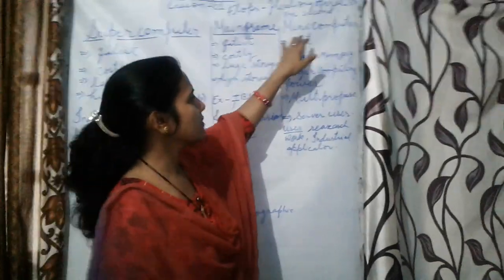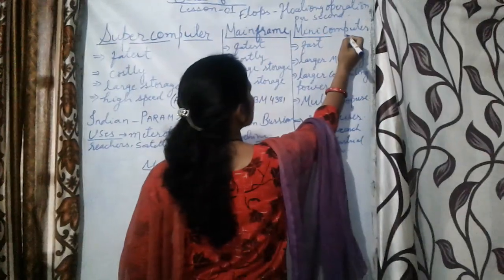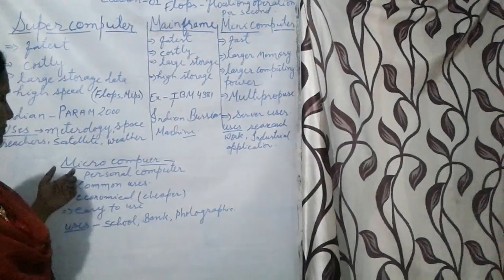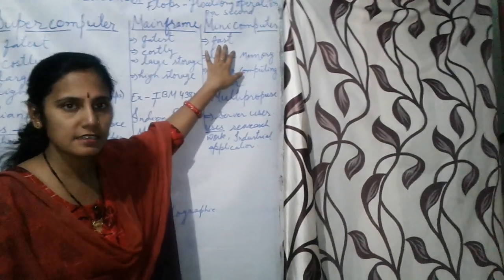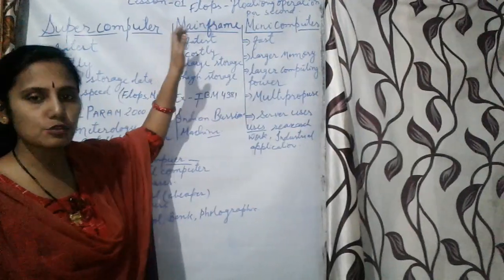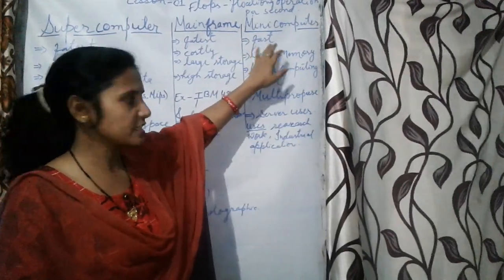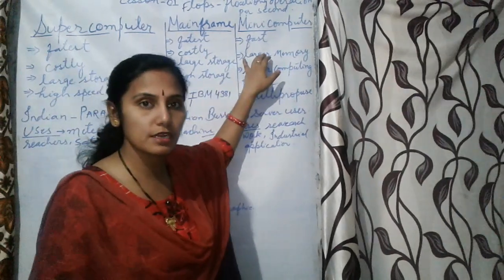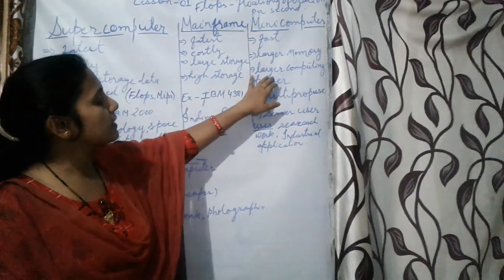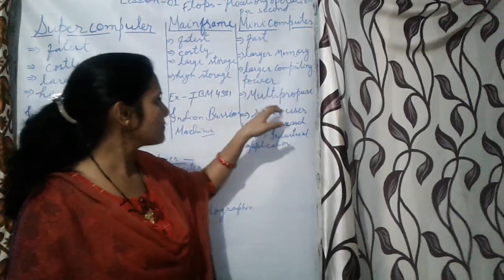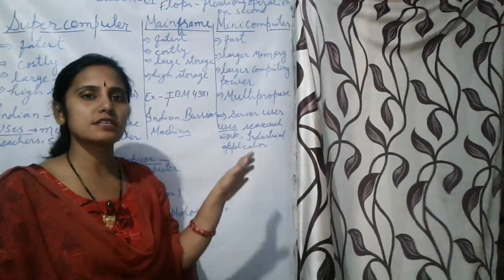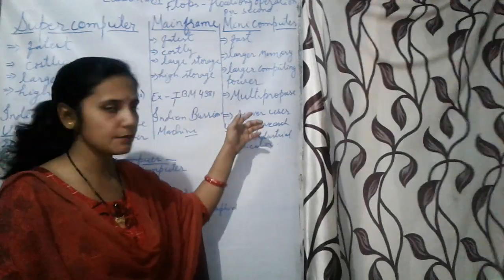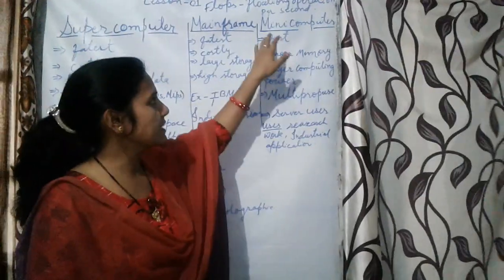Next, let us move to the mini computer. A mini computer is smaller than the mainframe computer but bigger than the microcomputer. It also works fast, not like a mainframe or a supercomputer, but it also works at a fast speed. It has large memory, a large processor, and large computing power, and it is a multi-purpose, multi-user machine. That means at one time we can do several tasks together. So it is a multi-purpose, multi-programming mini computer.